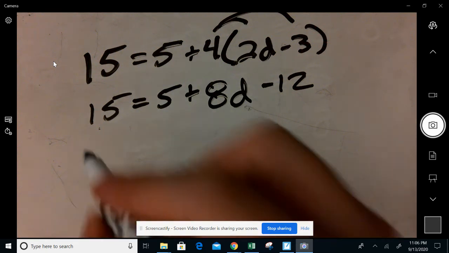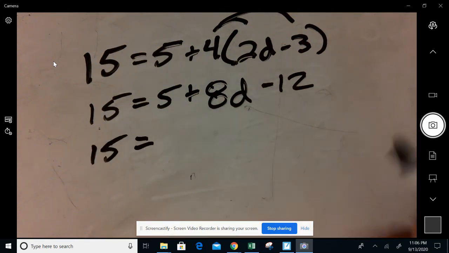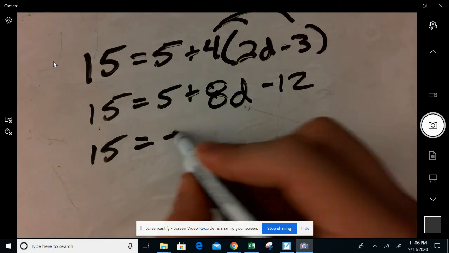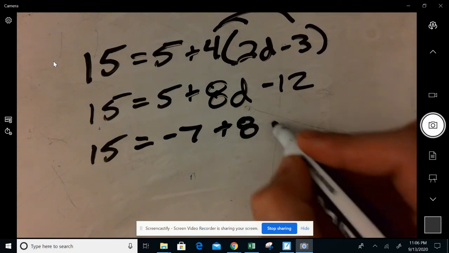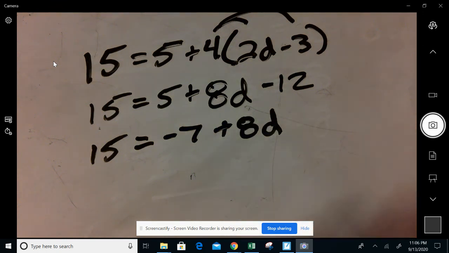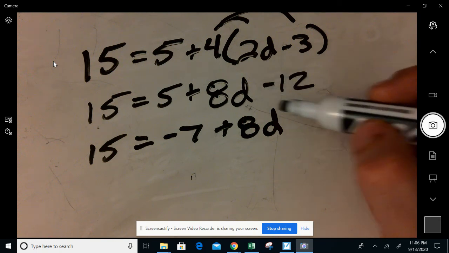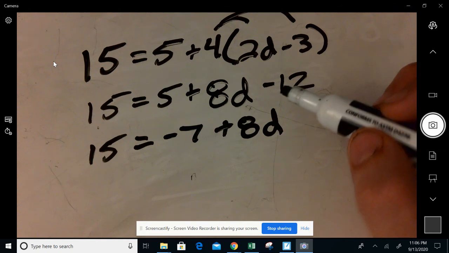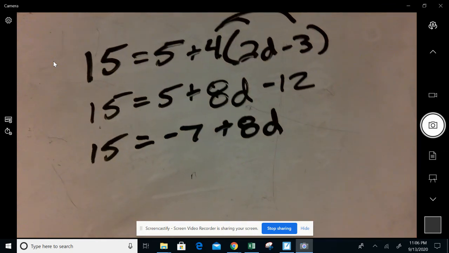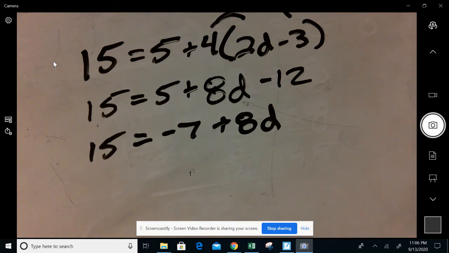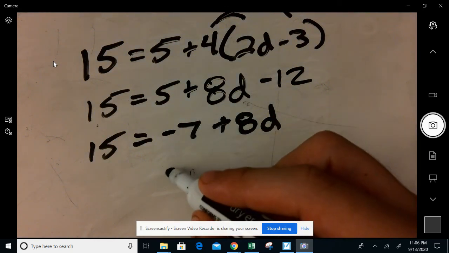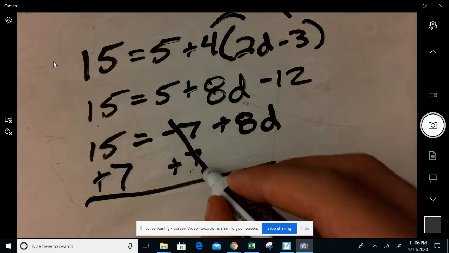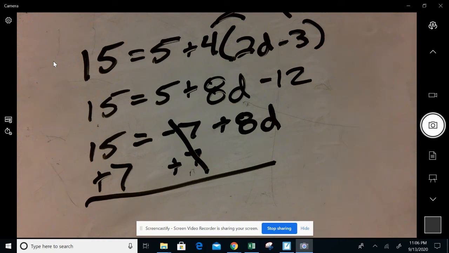Now we're going to combine like terms. 5 minus 12. So negative 7 plus 8d. And so always take the sign out in front. So positive 5, negative 12. All right. From there, we got a two-step equation. It's a negative 7, so add 7 to both sides to cancel it out. So if it's negative, make sure you do the opposite to positive.